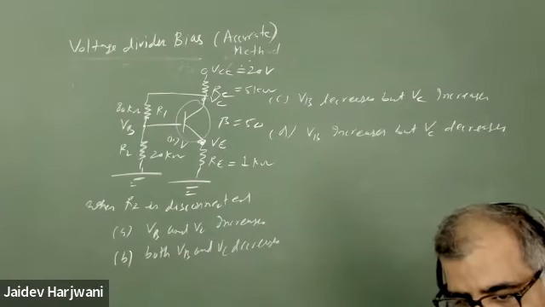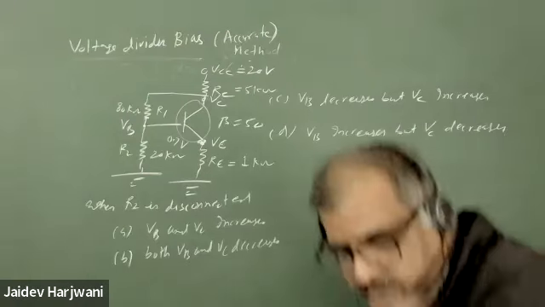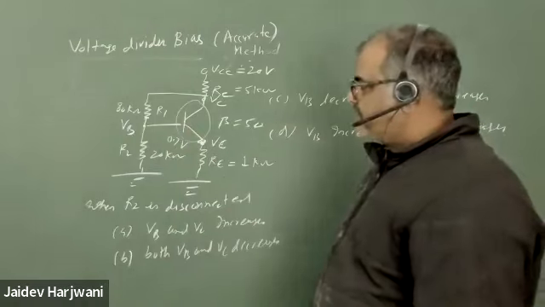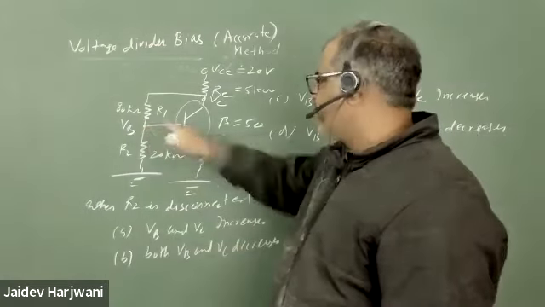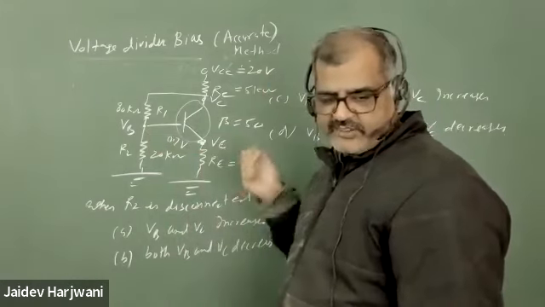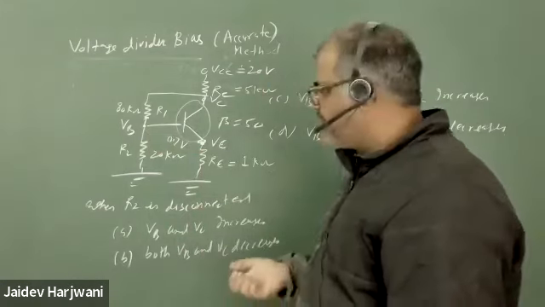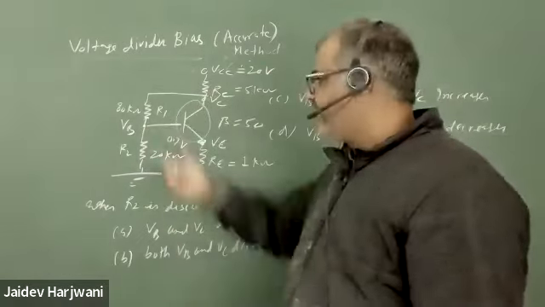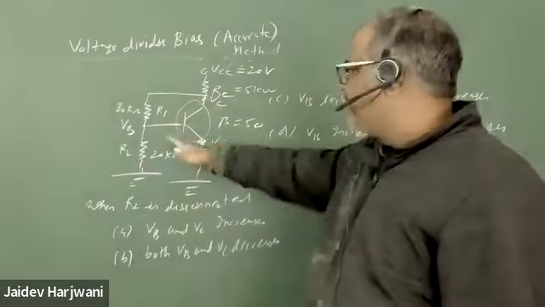Anyone? Is this question clear? They are asking: if you remove this R2, what will happen to the potential at this point and this point? Does one decrease, increase, do both decrease, or does one increase and the other decrease? There are four options given. So just solve the circuit and find VB and VC.